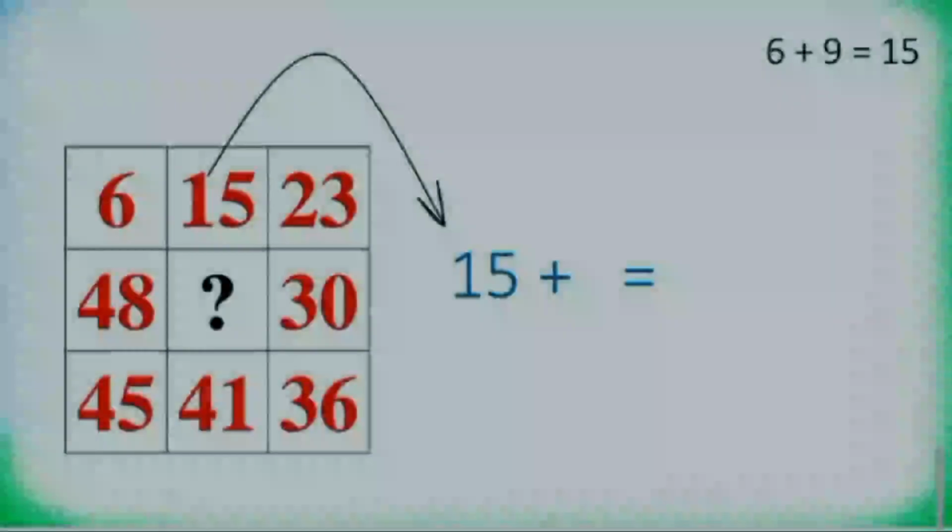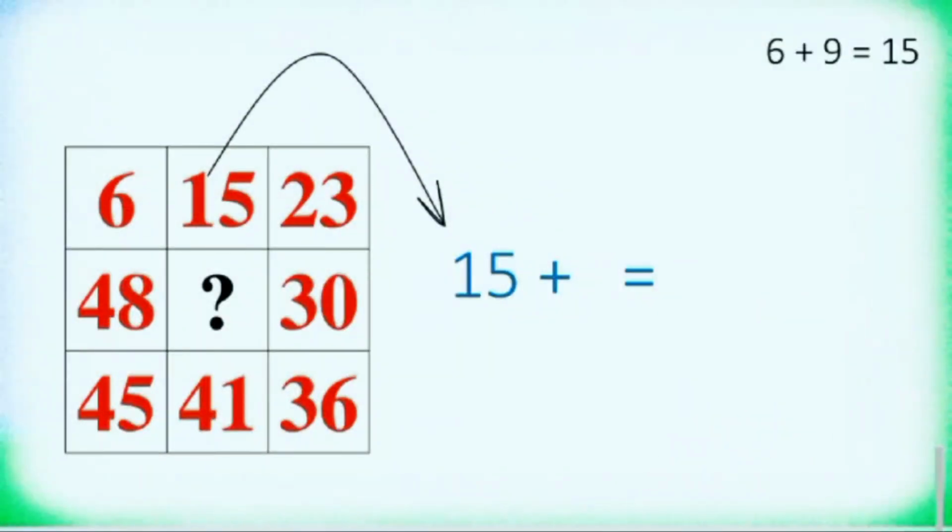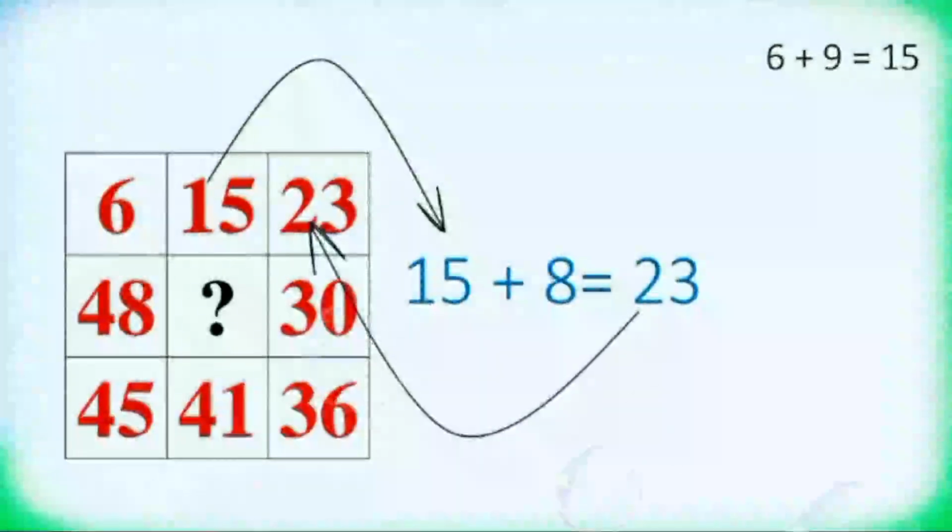Now I am taking the number 15, which is the next number, and here we observe that by adding 8 to 15 we can get the next number, which is 23. So I am adding 8 here. By adding 8 to 15 we got the next number, which is 23.